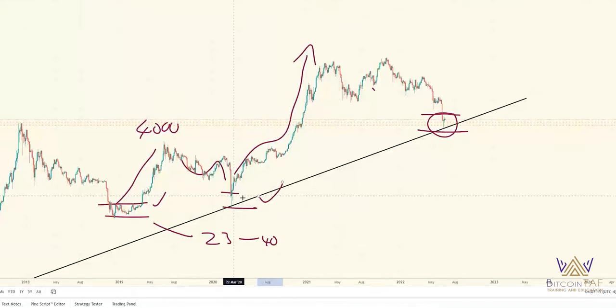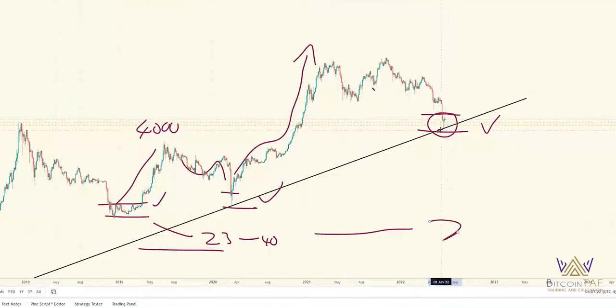This is your entry in 2020. This is your entry 2 years later, 2018. 2 years later, 2 years later again. This is a great entry. You're going to make some really good money here. But the money is not going to lie in Bitcoin. The money is going to lie in the altcoins.